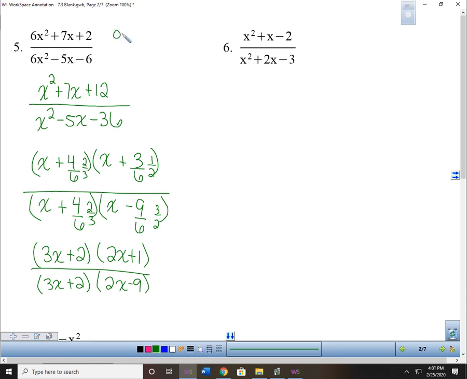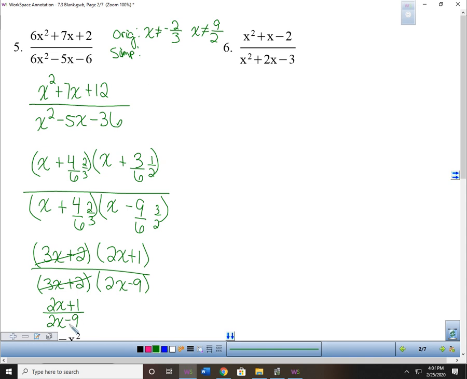So for my original, I'm going to look at those bottom factors. If I were to set 3x plus 2 equal to 0, I would subtract 2 and divide by 3. So x cannot be -2/3. And then if I were to set this 2x minus 9 equal to 0, I would add 9 and divide by 2. So x cannot be 9/2. Then I'm going to simplify this. So I see that I can cancel out the 3x plus 2. And that leaves me with 2x plus 1 over 2x minus 9. So the only factor I have left in the denominator is 2x minus 9.